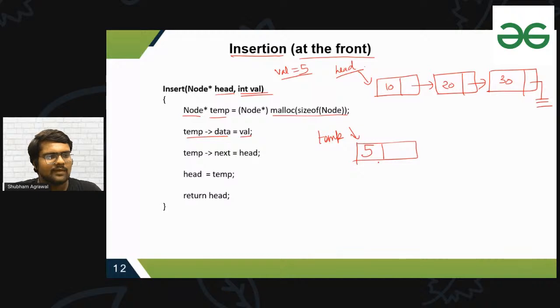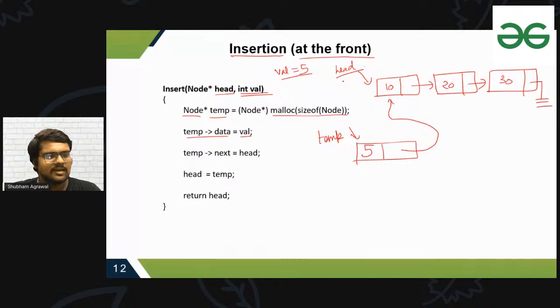Then temp of next is equal to head. So head is pointing to this node, so now temp of next will point to head. Now we are doing head equal to temp. So now head will point to this node.